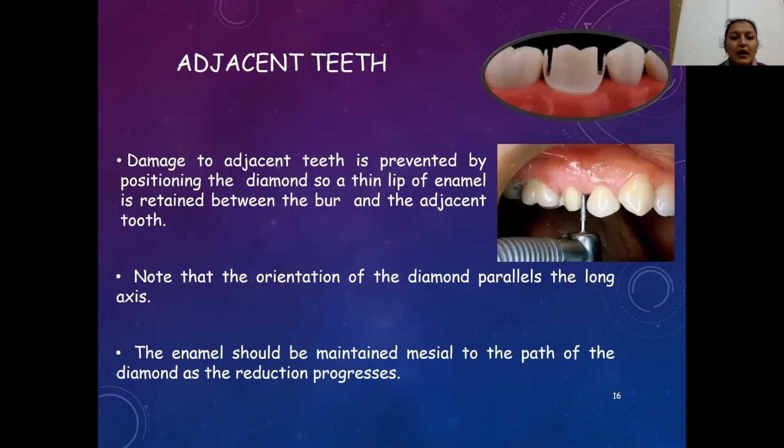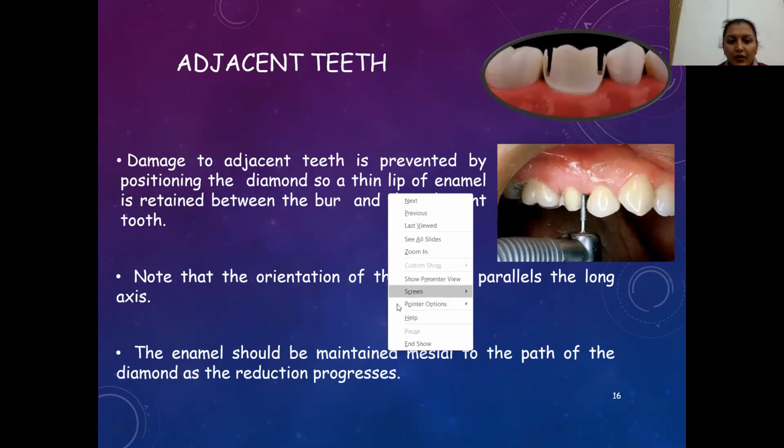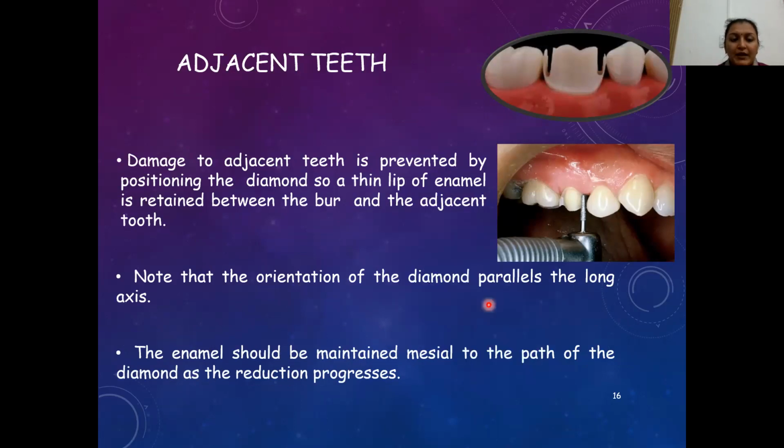Then adjacent teeth. Damage to the adjacent teeth is prevented by positioning the diamond so that a thin lip of enamel is retained between the bur and the adjacent tooth. Note that the orientation of the diamond parallels the long axis of the abutment tooth. The enamel should be maintained mesial to the path of the diamond as the reduction progresses.